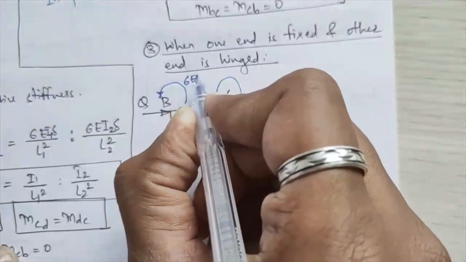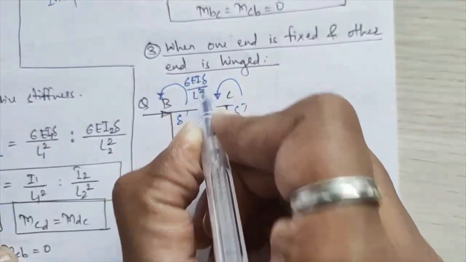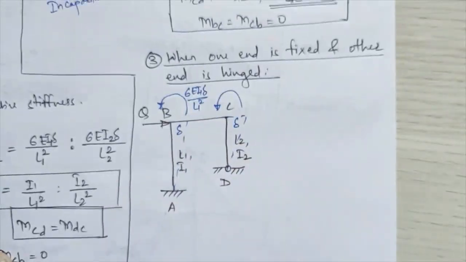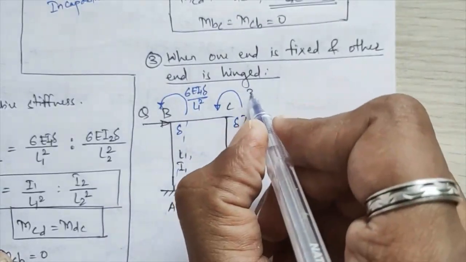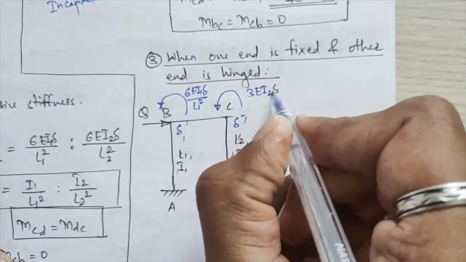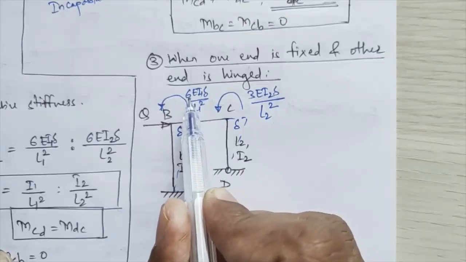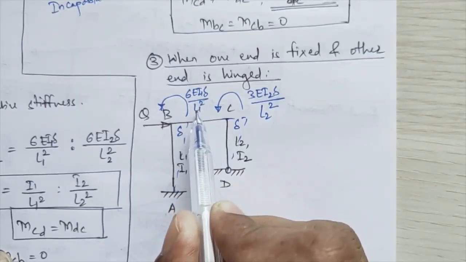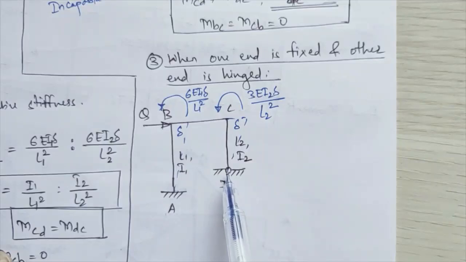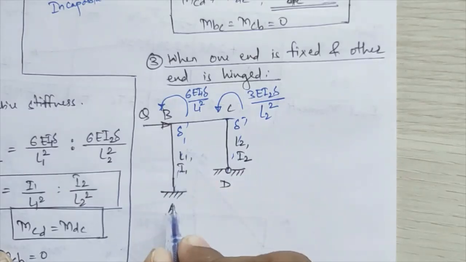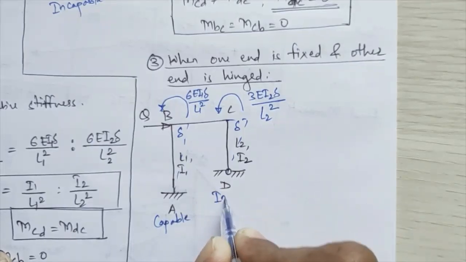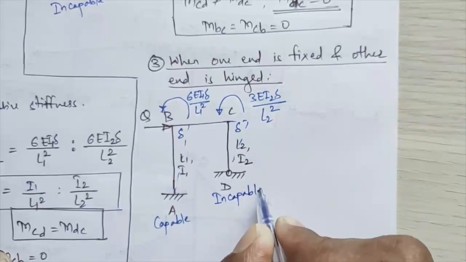That will be equal to 6EI1 delta upon L1 square, right? And here you are having the hinge support, so this value will come as 3EI2 delta divided by L2 square. So note this: if your support is fixed, that translation rotation value comes equal to 6EI delta upon L square, and if it is a hinged one, that will be 3EI delta upon L square, provided this support is a capable support, that is fixed support, and this support is an incapable support.